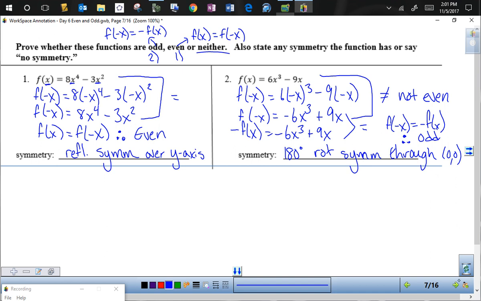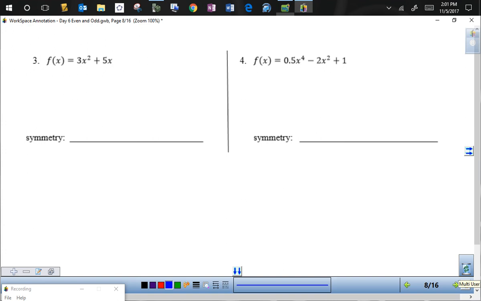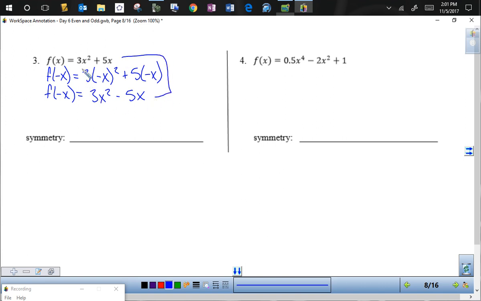Alright, let's take a look at the next one. We've got 3x squared plus 5x, that's f of x. Our first job is to look at f of negative x and plug it in, and of course simplify. I've got a negative x squared, that's positive, so 3x squared, and then a positive times a negative, negative 5x. We compare that to our original. Notice those aren't equal. The sign on that 5 has switched, so it can't be even.